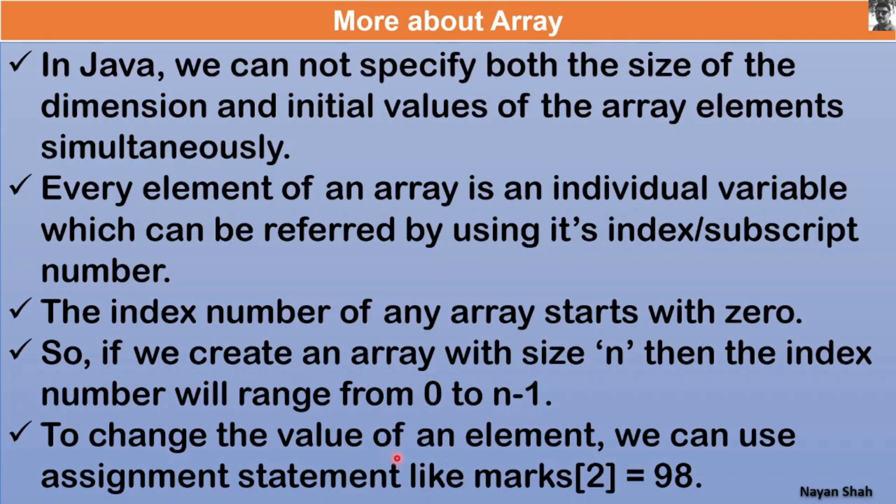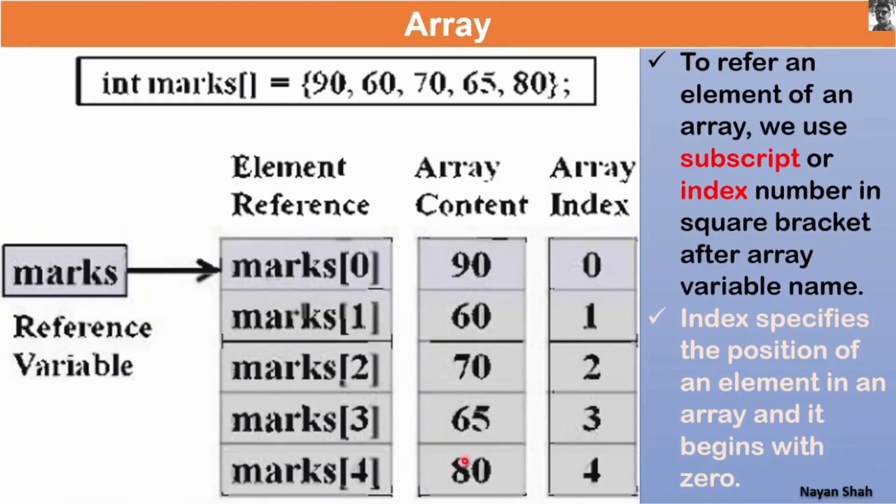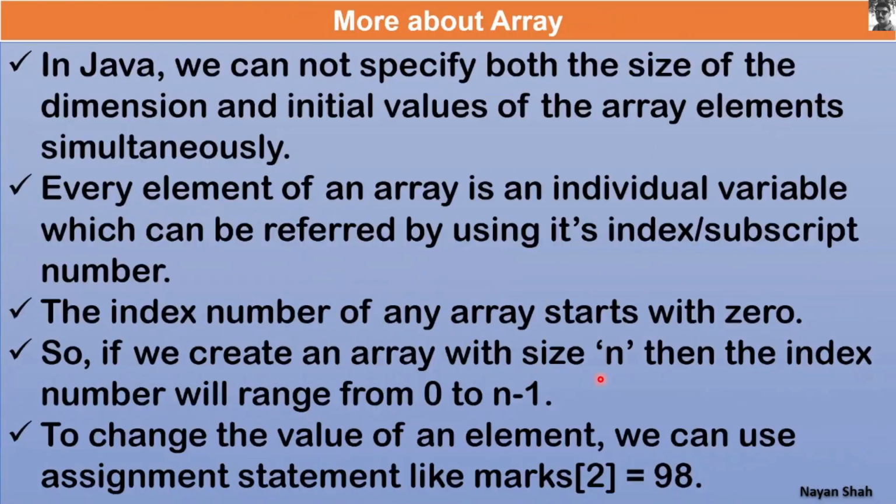To change the value of an element, we can use an assignment statement like marks of 2 is equal to 98. Then that means when you say marks of 2 is equal to 98, the third value of the marks array will become 98. Index number 2 means value number 3, because it begins from 0. As you can see here, it begins with 0. So when you say marks of 2 is equal to 98, this 70 will be replaced by 98, which is the third value, but the index number is 2. So remember that.